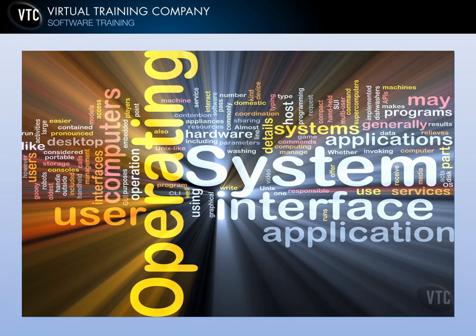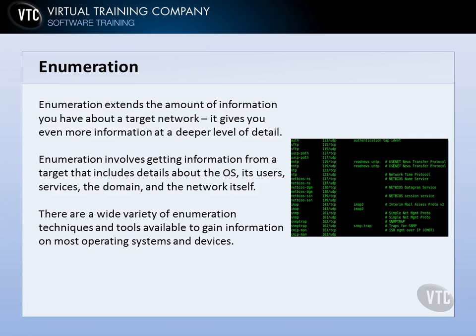Our next chapter covers enumeration, which is the next step in the CEH hacking methodology. Now, enumeration actually gives us a lot more information about a target than scanning does. In some cases, it's the same information, but it goes to a deeper level of detail. But you get a whole lot more information than you would from a typical scan.